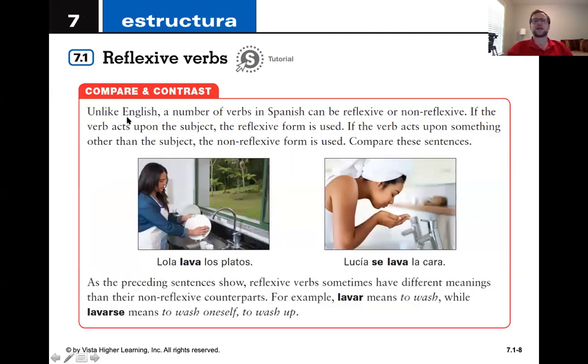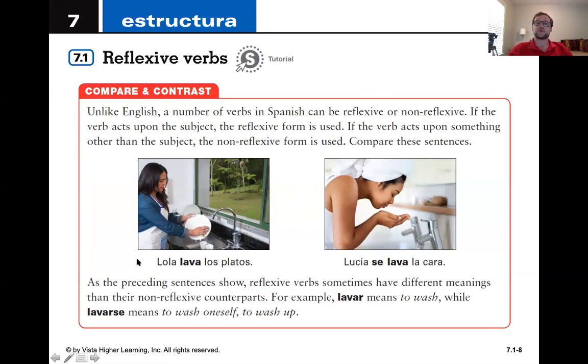Okay. Now, unlike English, a number of verbs in Spanish can be reflexive or non-reflexive, like I was saying, right? If the verb acts upon the subject, then we need the reflexive form. But if it's not acting on the subject, then we would use the non-reflexive form.